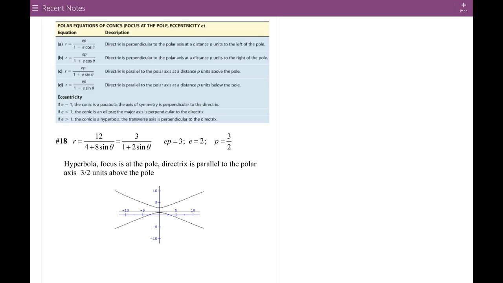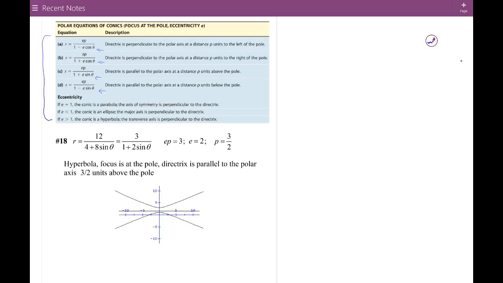Okay, quick recap. This table will be on your exam just like this. So make sure you pay attention to if the formula has a cosine theta in it, then the graph is going to be symmetric about the polar axis. And if it has a sine theta in it, that graph is going to be symmetric about the line theta equals pi over 2. And make sure you notice whether it's a plus or a minus, and that tells you which direction you go from the pole to get to the directrix line.